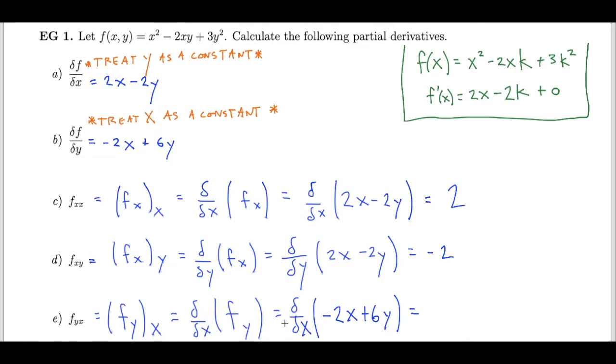I'm adopting the perspective that I'm differentiating with respect to x, so that implies that this y is constant, so this derivative will simply evaluate to negative 2. The fact that my answers to part D and part E are equal is actually very important. It's not a coincidence. This isn't necessarily true for every possible function, but if my function is nice enough, then I do expect these, what are called mixed partials, to be equal.